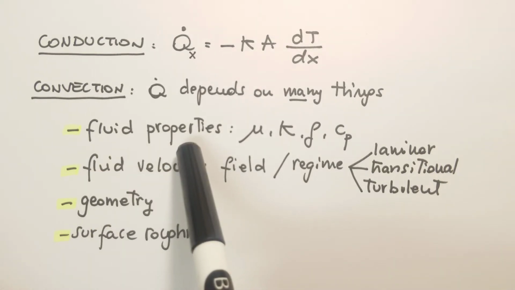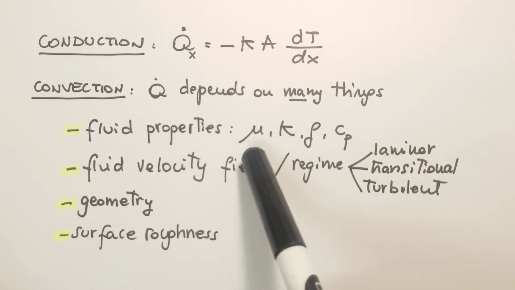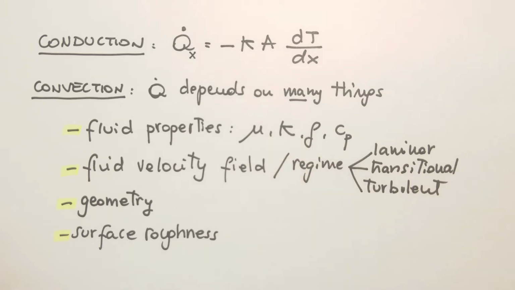It depends on the fluid properties, for example, the dynamic viscosity, the thermal conductivity, the density, and the specific heat. It also depends on the fluid velocity field and on the regime, for example, whether the flow is laminar, transitional, or turbulent. And it also depends on the system geometry and on the surface roughness.